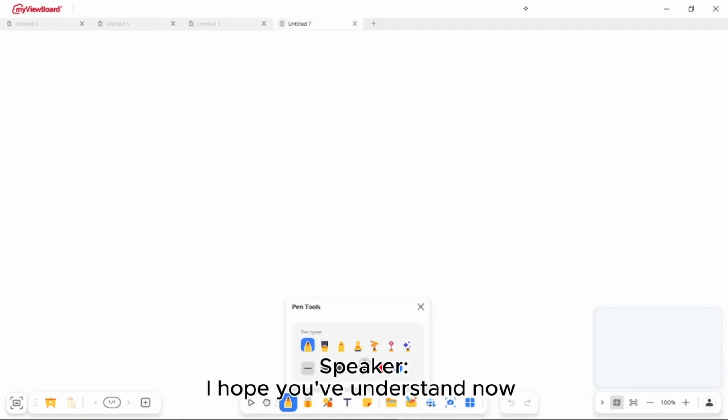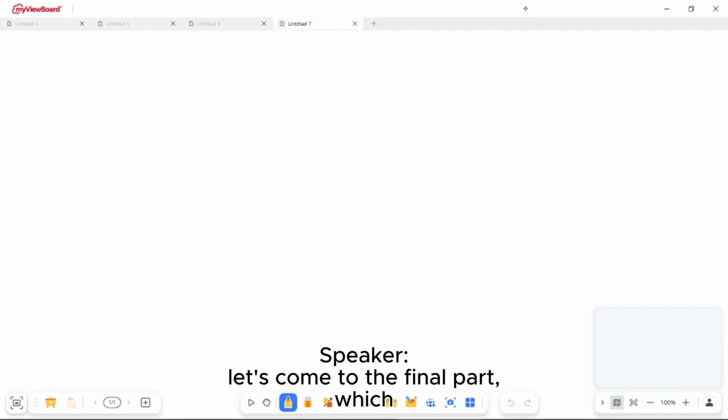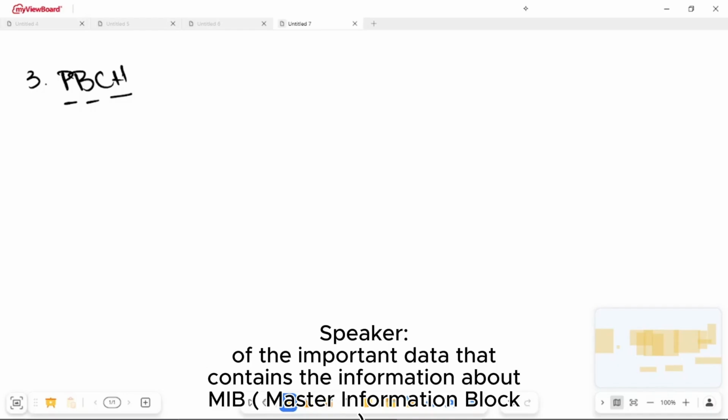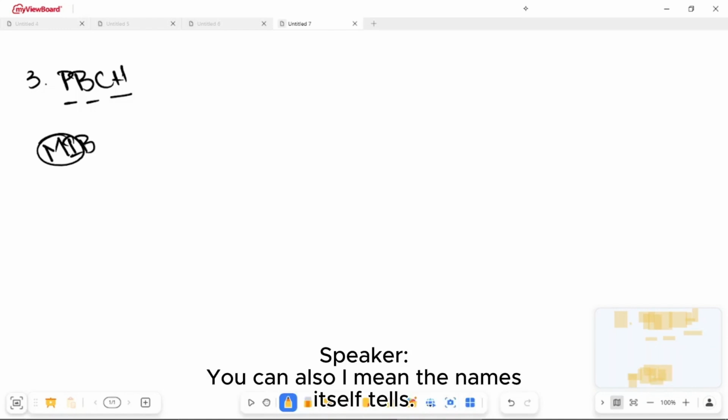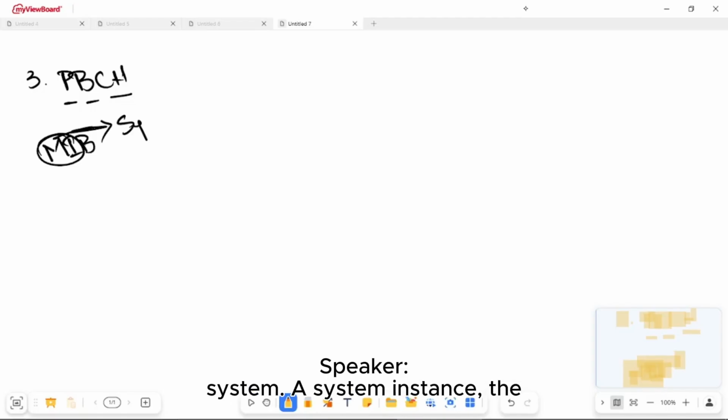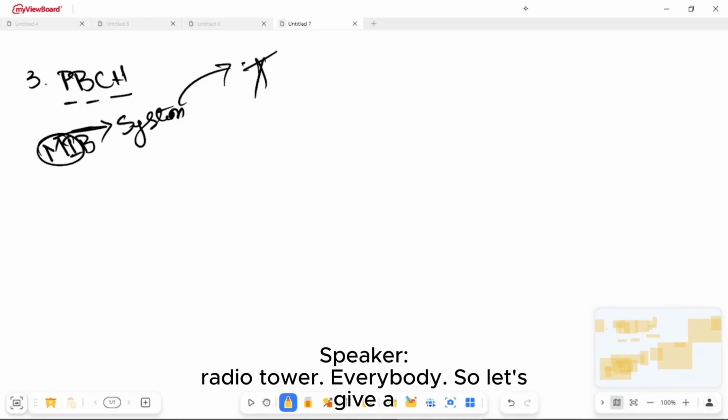I hope you understand. Now let's come to the final part, which is PBCH, physical broadcast channel. This contains important data, the MIB, master information block. The name suggests it's a master information block. It has the information about the system, our system in the sense of the radio tower.